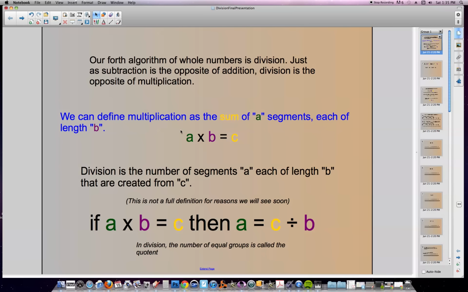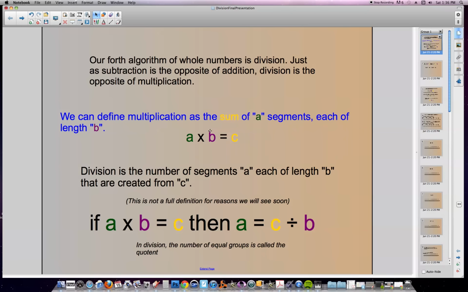Earlier we defined multiplication as the sum of A segments, each of length B. So if we have 4 segments that are each a length of 3 inches, then the total length of wood that we have is going to be 3 plus 3 plus 3 plus 3, or 12.